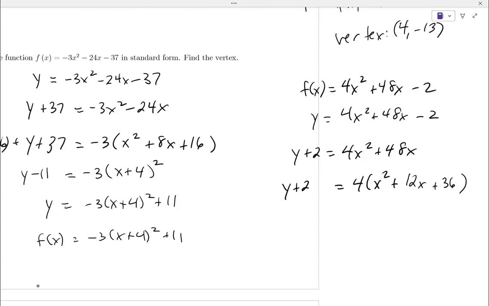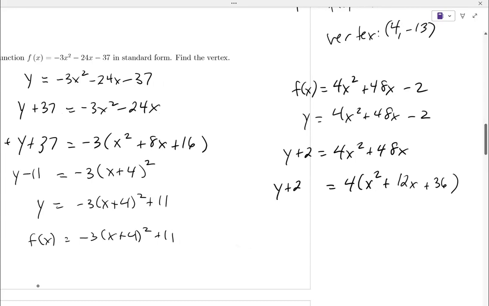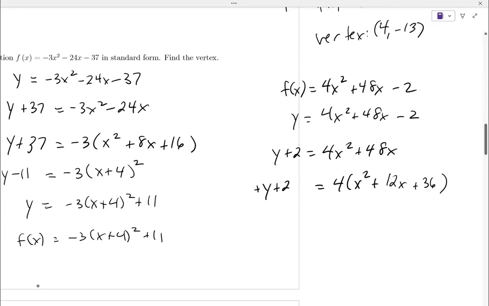What do we need to add to the left-hand side? 36 times 4. Good. So over here, I'll do it on this side because I didn't leave myself enough room. I'll write it as 4 times 36. Again, we added 36 inside the parentheses. So if we were to distribute, that 36 would get multiplied by the 4. So I've added really 36 times 4 on the right-hand side, so I better add 36 times 4 to the left-hand side to keep everything equal. Okay. 36 times 4 is 144 plus 2 will give me 146.